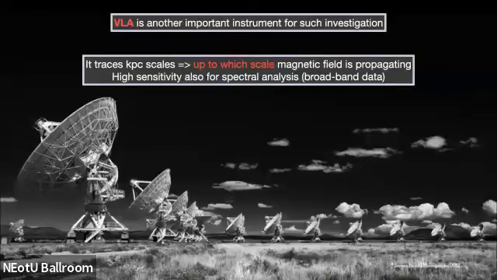Okay, so VLA is another important instrument for such investigation. It traces a different scale, kiloparsec scale, but nevertheless it is very important because with VLA we can understand up to which scale the magnetic field is propagating. And plus, the VLA has a broadband receiver, which gives us high spectral sensitivity.